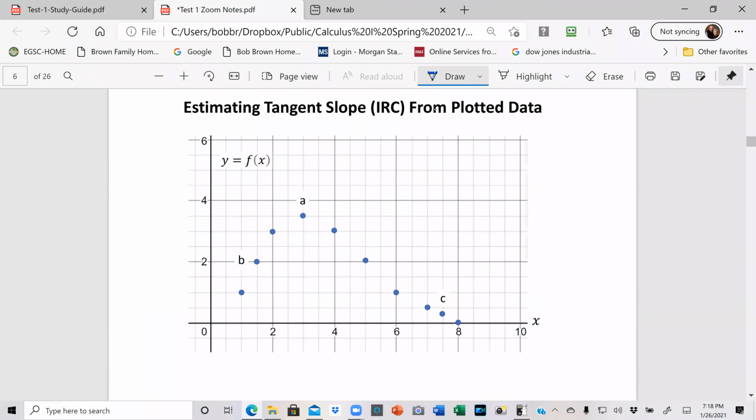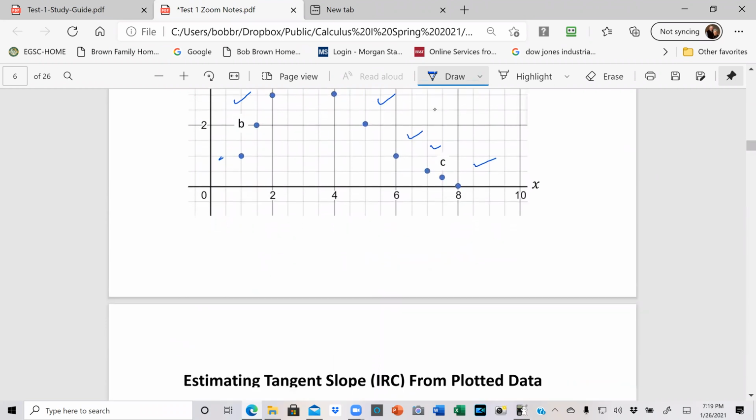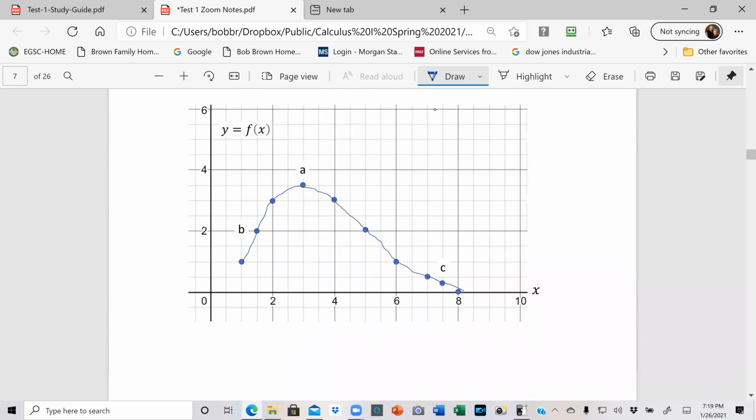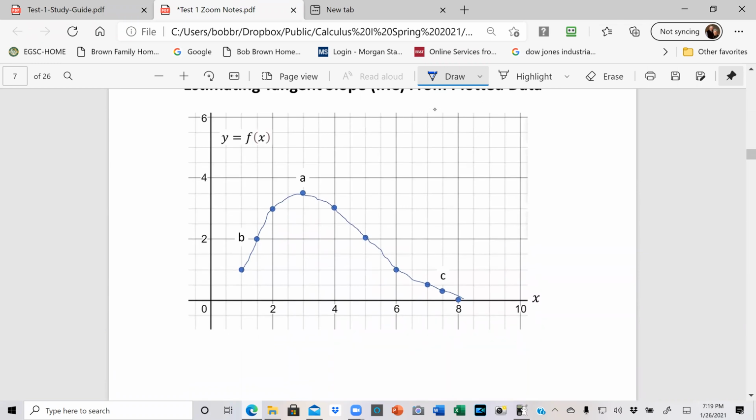Now, sometimes you may be given some data. You might be given these points and you might plot them. And you might be asked to estimate the slope of the tangent line. Well, what I would do is just put sort of a curve through there. This is not a beautiful smooth curve, but it gives you an idea of what the graph looks like. And if we wanted to figure out the slope at the point A, we would sort of draw in a tangent line, and that's about what it would look like, and its slope would be 0.